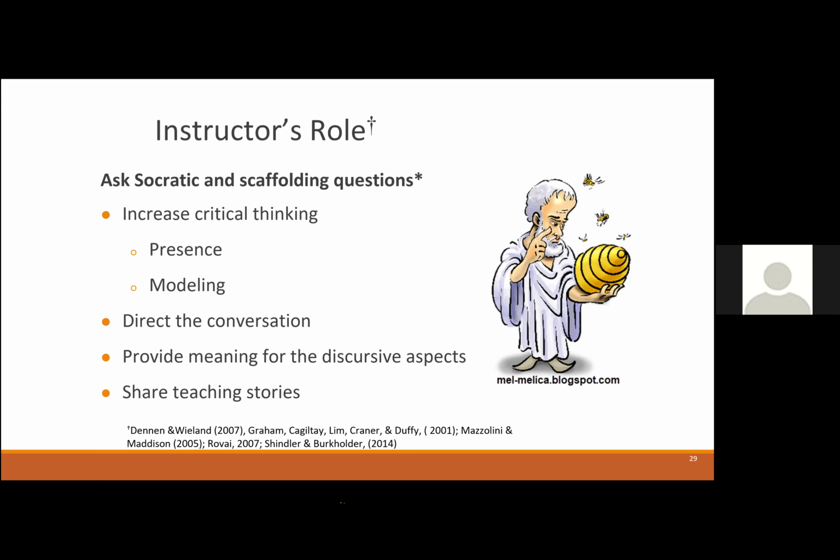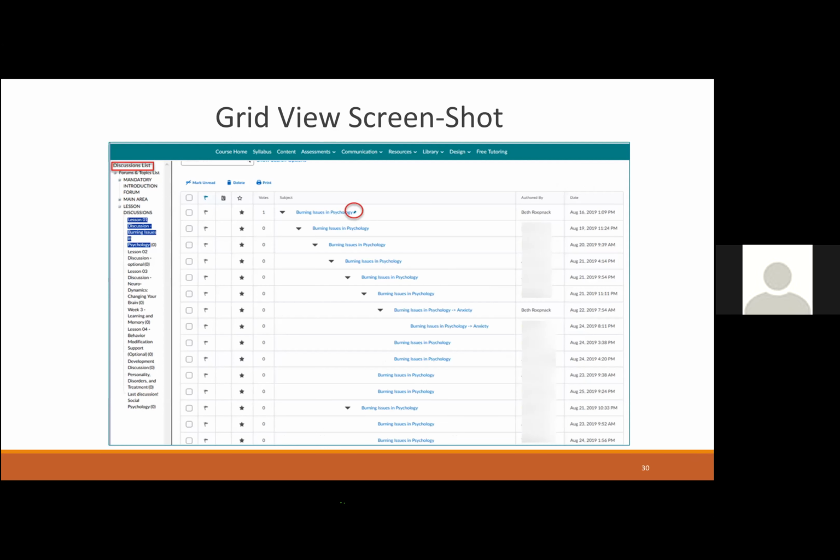This is what the discussions look like in the grid view of D2L, and I think most of you are D2L users, so I thought it would be worth showing you this. You can see all of the lesson discussions for the course on the left-hand side. It's really helpful for this discussion style if the instructor pins their post. There's just a little checkbox below when you're editing that says pin post, and that keeps your post at the top of the discussion.